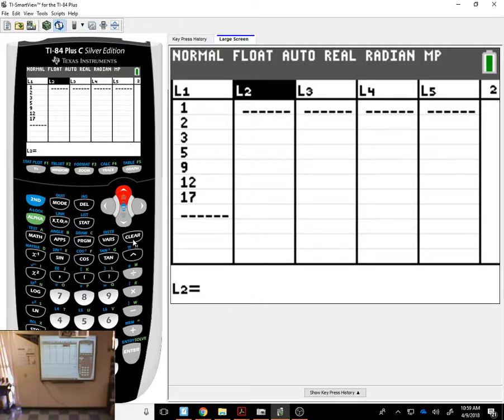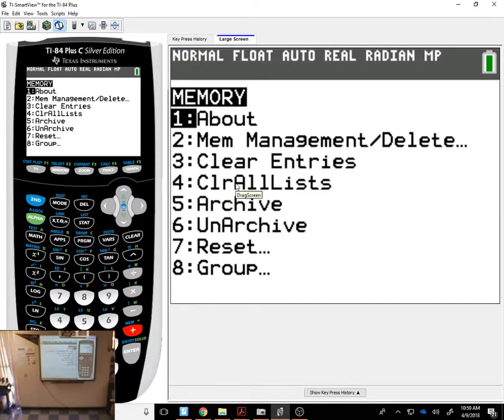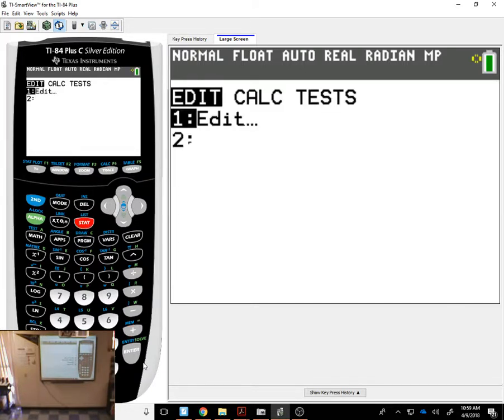Or here's another trick too, guys. If you go back to that mem where I was at, see this number 4 option? That will kill all your lists as well. It'll leave it blank, but I don't want to, so I'm going to go back to stat edit.